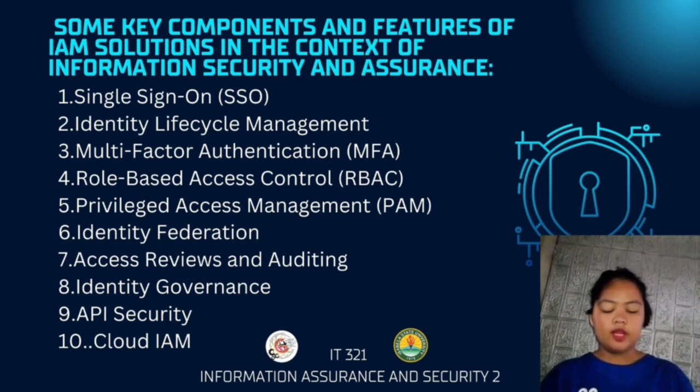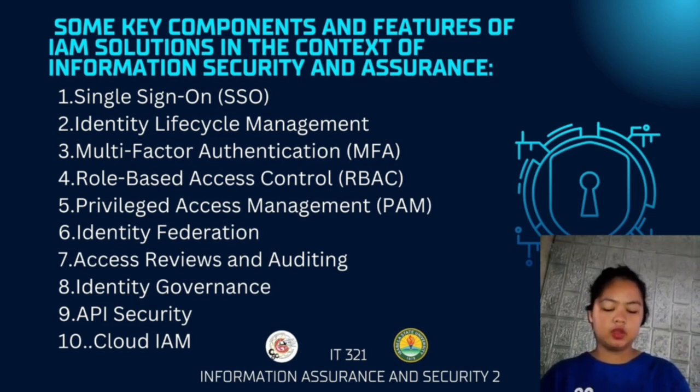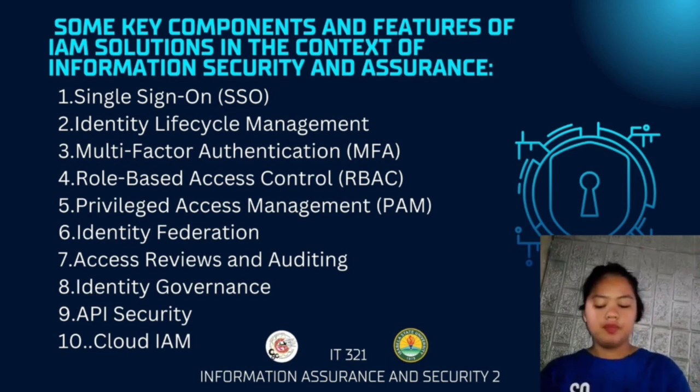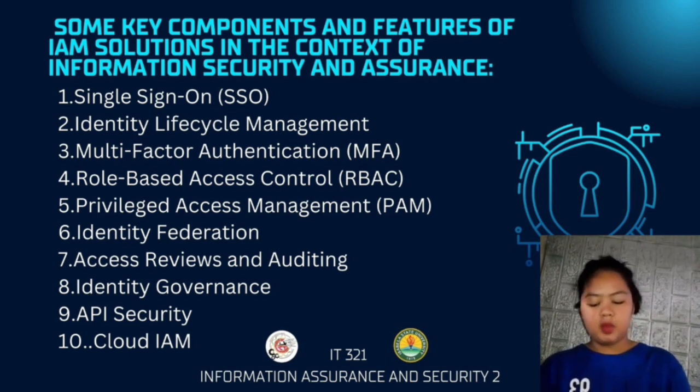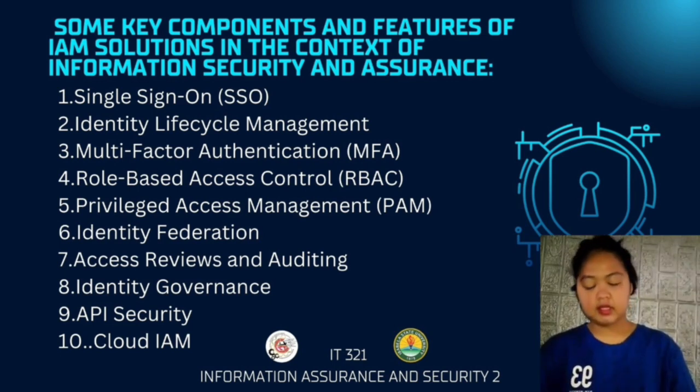Fifth, privileged access management or PAM: secure and monitor high-level access to critical systems. Sixth, identity federation allows users to authenticate across different systems using the same credentials. Example, Google Login for third-party apps. Seventh, access reviews and auditing: regularly check user permissions to ensure compliance and security.